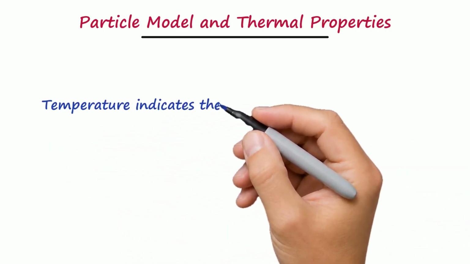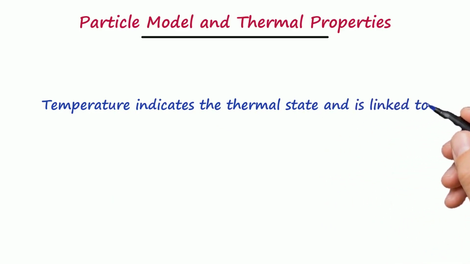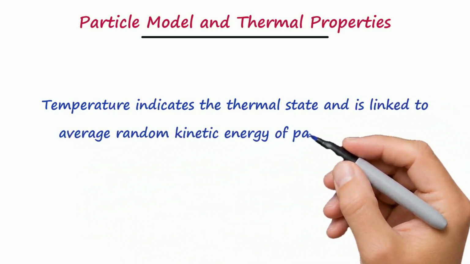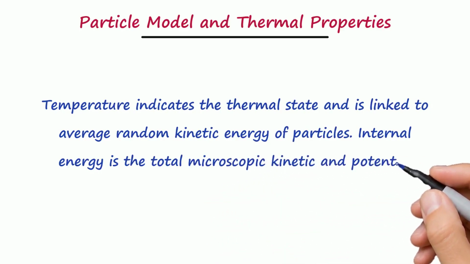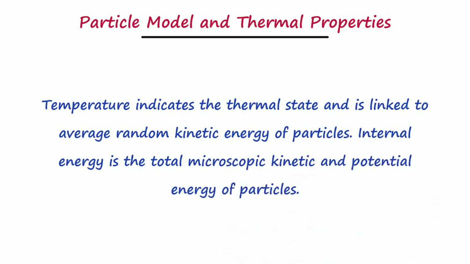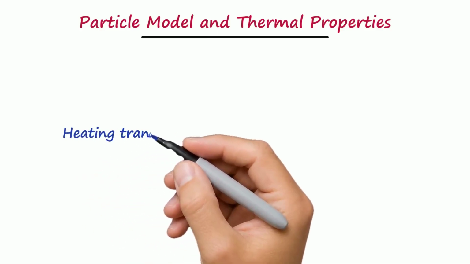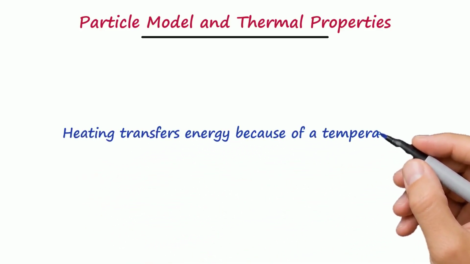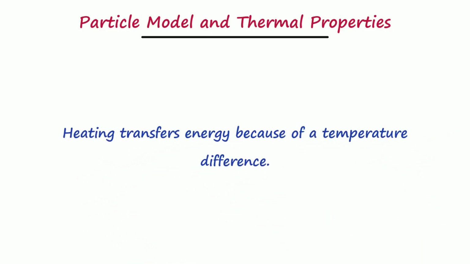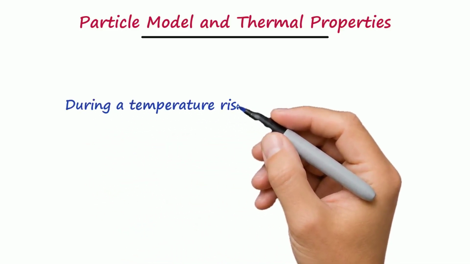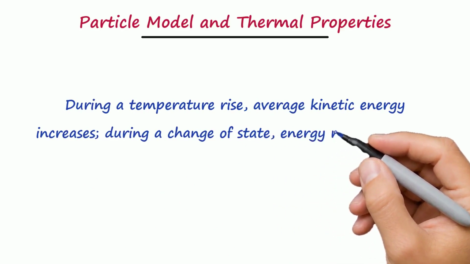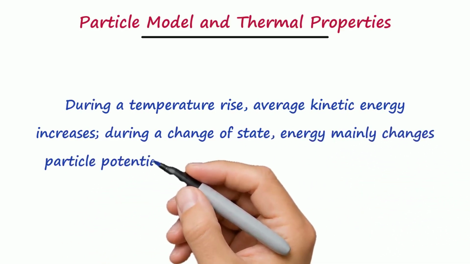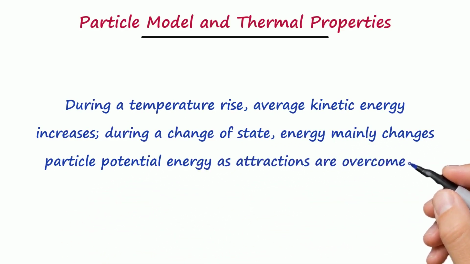Temperature indicates the thermal state and is linked to average random kinetic energy of particles. Internal energy is the total microscopic kinetic and potential energy of particles. Heating transfers energy because of a temperature difference. During a temperature rise, average kinetic energy increases. During a change of state, energy mainly changes particle potential energy as attractions are overcome or formed.